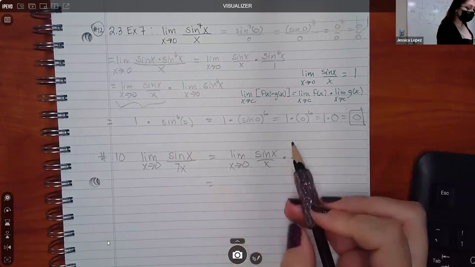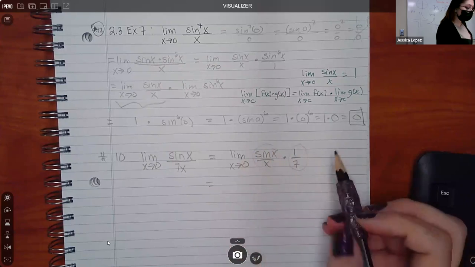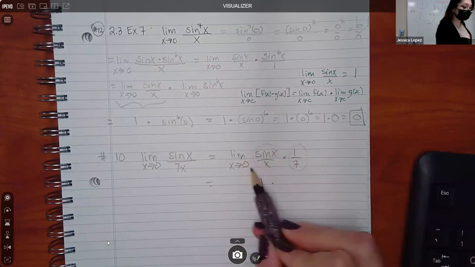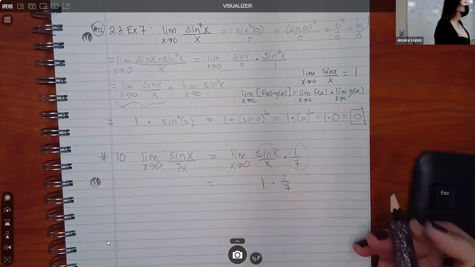Right? And so then you're basically doing the limit of this and then the limit of that separately. And the limit of this is 1 and the limit of a constant is the same constant, right? Yep.